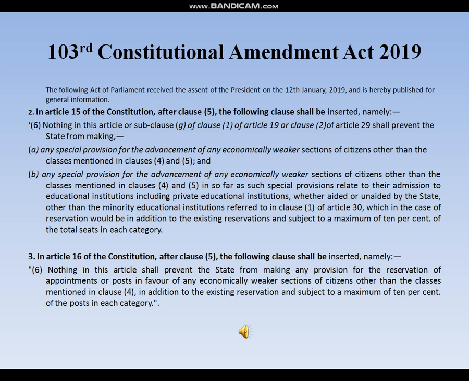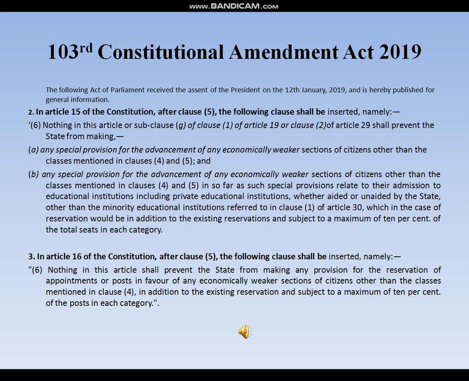So slide number 8, I have given you the 103rd Constitutional Amendment Act 2019. The notified gazette publication will also be sent to you on your WhatsApp, so you can go through that as well. Anyway, you will see in front of you the two clauses inserted by virtue of this amendment, that is Clause 6 in Article 15 and Clause 6 in Article 16.